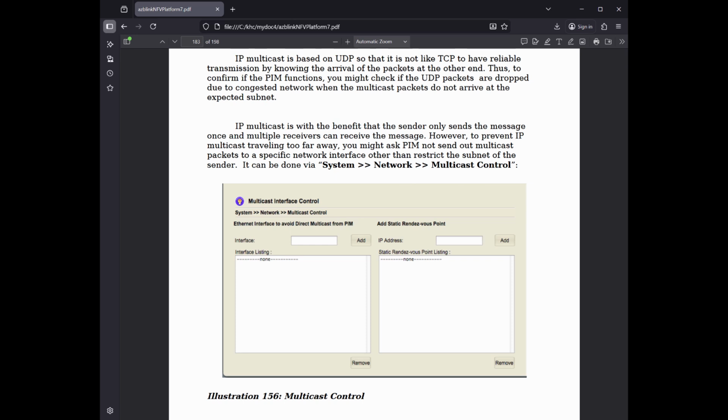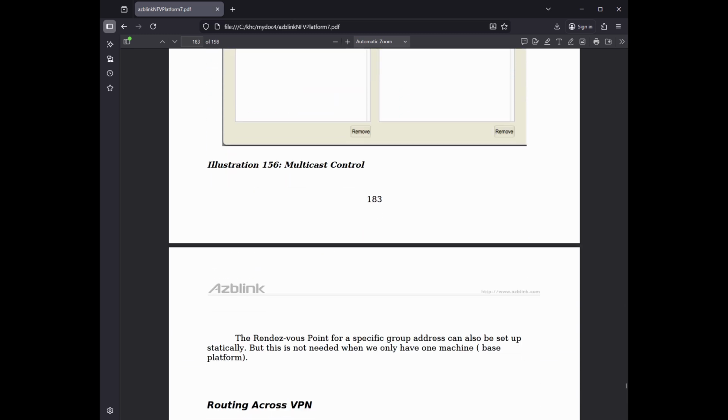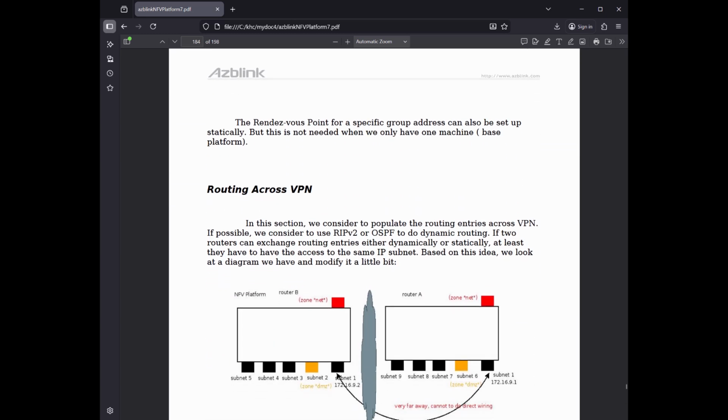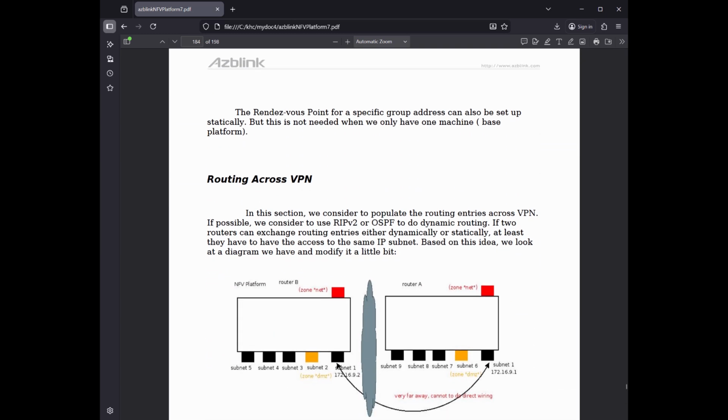IP multicast is with the benefit that the sender only sends the message once and multiple receivers can receive the message. However, to prevent IP multicast traveling too far away, you might ask PIM not to send out multicast packets to a specific network interface, other than restricting the subnet of the sender. It can be done via System, Network, Multicast Control. Illustration 156, Multicast Control. The rendezvous point for a specific group address can also be set up statically. But this is not needed when we only have one machine, base platform.